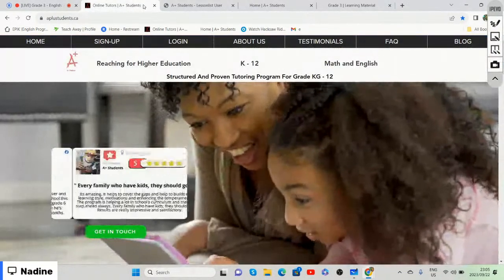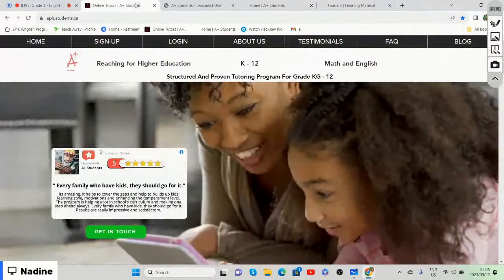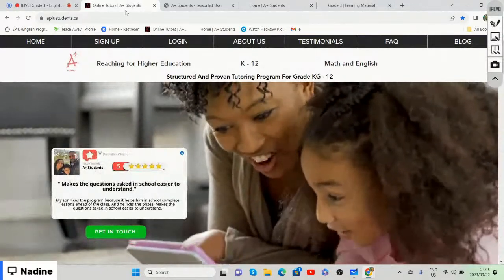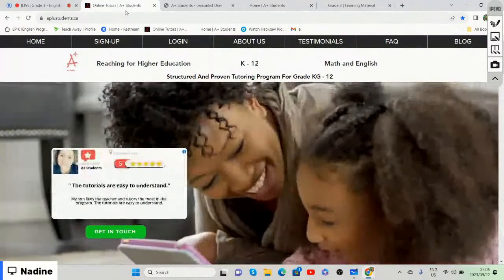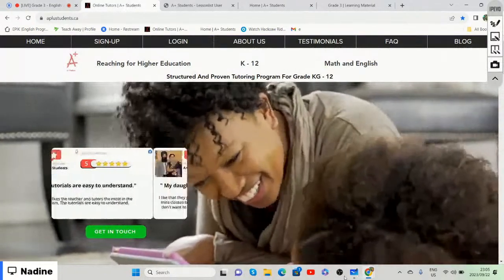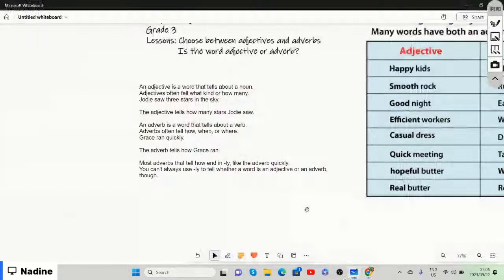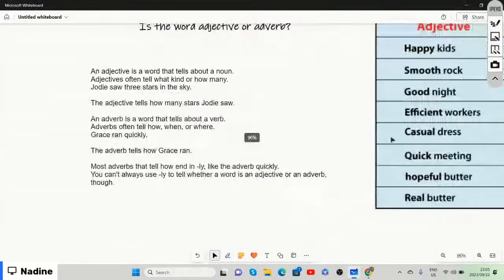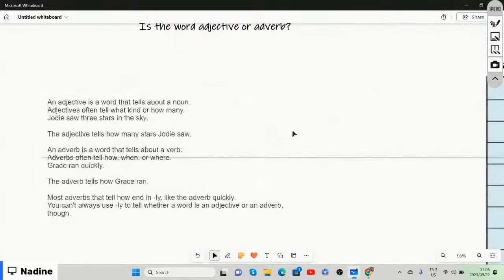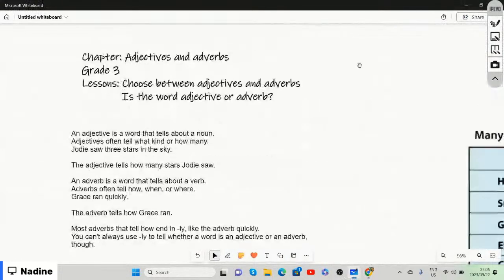And before we start with our lesson on adjectives and adverbs, we are going to log into a+students.ca, because that is where we will be doing our lessons.